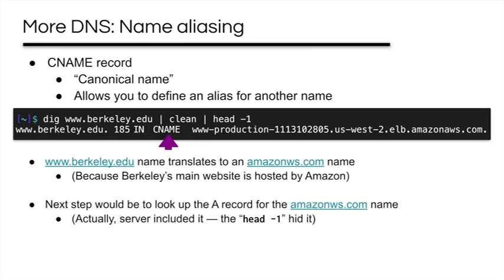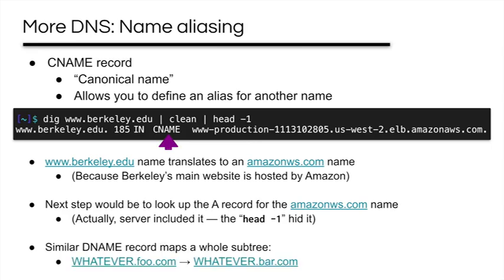Now, the next thing that you'd probably be interested in knowing is what the IP address for that AWS host name is, and it turns out that the server actually included it as an additional record and included the A record in the response, and that's what this head on the command line is about. I trimmed it off.